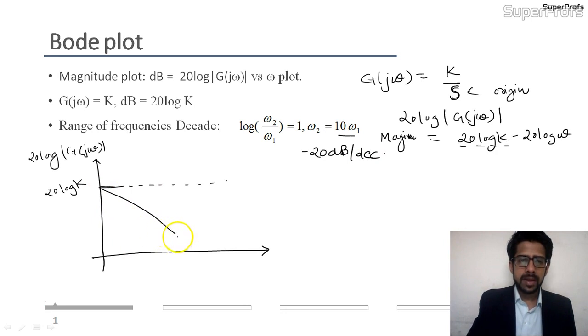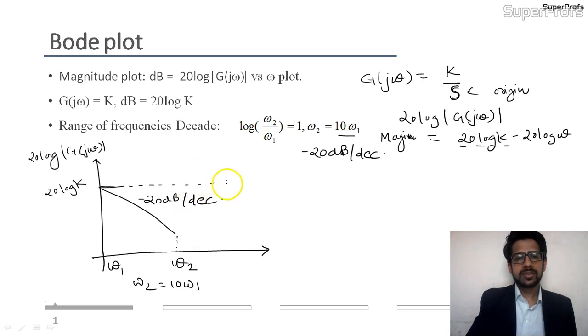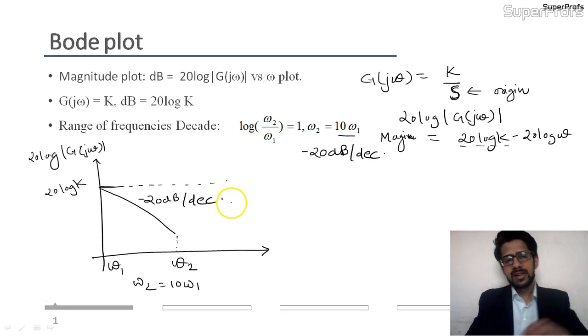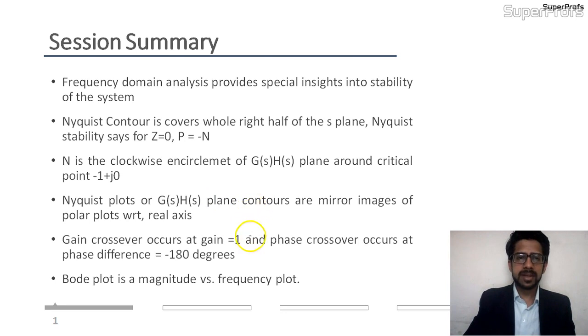Here, this is my omega 1 and this is my omega 2, wherein omega 2 is 10 times omega 1, and the slope is minus 20 dB per decade. So this is how I can plot different Bode plots, and we will be looking at different examples of Bode plot, different combinations of Bode plots, in problem sessions. For now, let us look at the session summary.